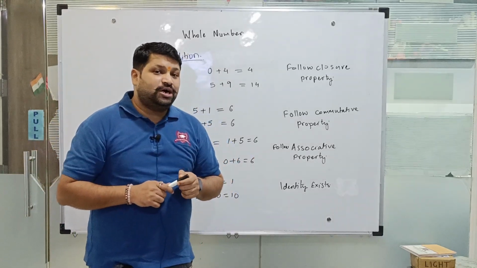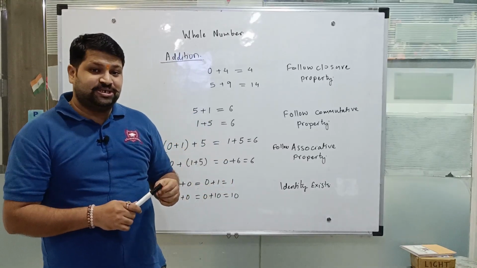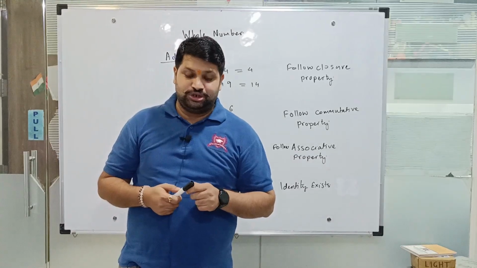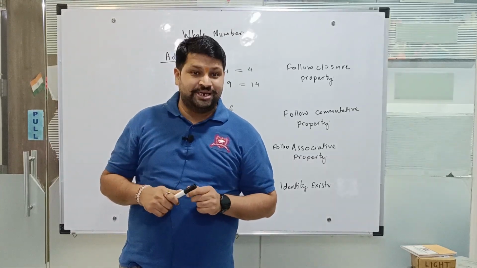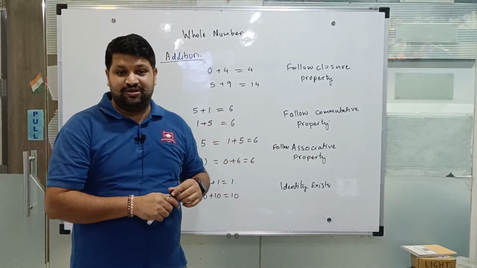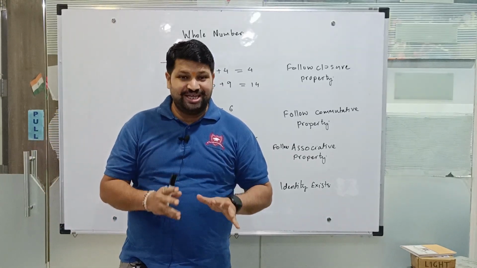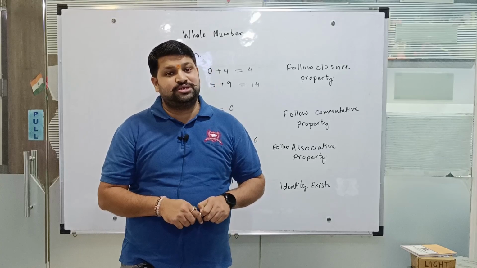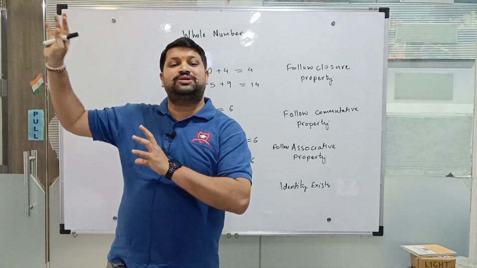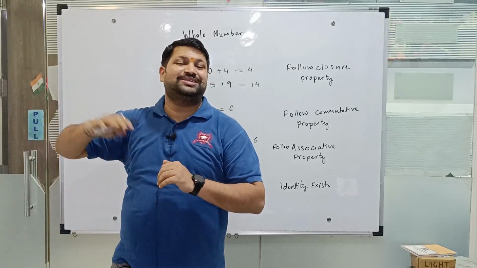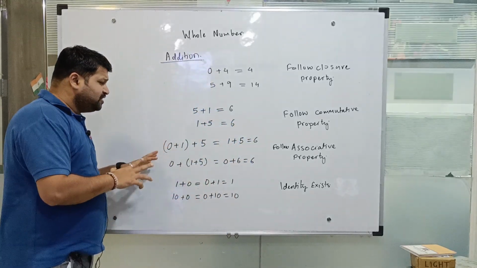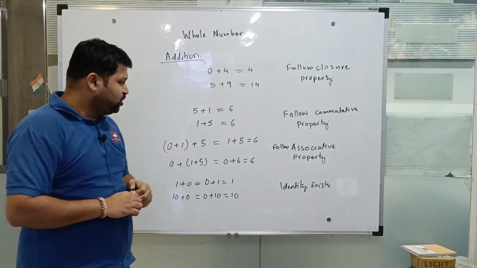Now, though the identity exists, there are no additive inverses, because additive inverses are all negative numbers, and since negative numbers are not included in the set of whole numbers, we say that the additive inverses don't exist for whole numbers. They do exist, but they are in integers, so we do not consider them in the set of whole numbers. So this was about addition of whole numbers.